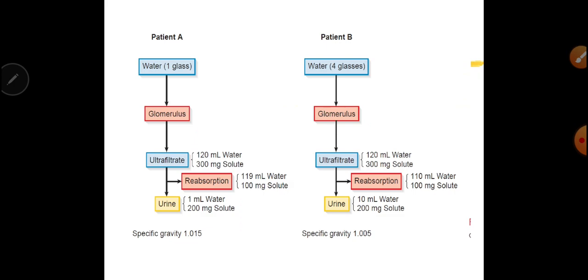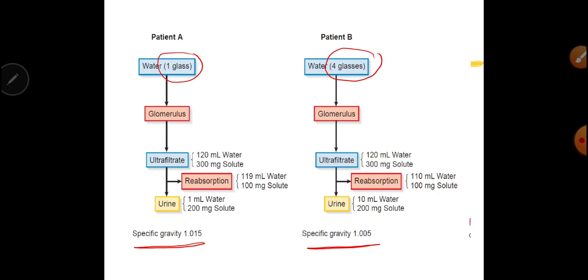This figure shows the difference between patient A, who took a smaller amount of water, 1 glass, and patient B, who took 4 glasses. Look, if the body hydration of the patient is not controlled, it will affect the specific gravity, which will be 1.015. Compared with the patient who took a larger volume of water, it will be 1.005.